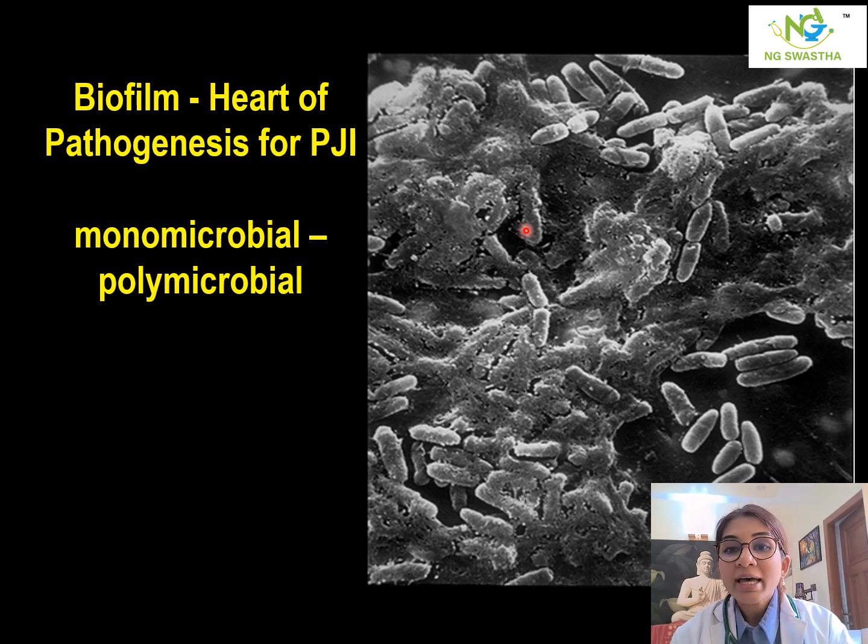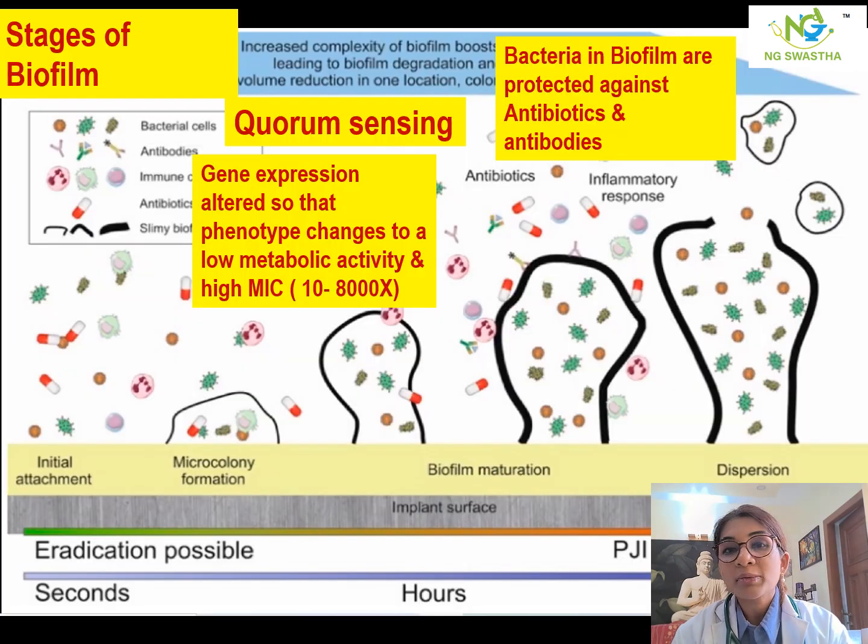joint infection. And because of the biofilm, the infections are difficult to eradicate, and the infection can be monomicrobial or even polymicrobial. There are stages of the biofilm, and during an initial attachment, which happens within the first few seconds itself, subsequently there can be microcolony formation and biofilm maturation because of the quorum sensing. In the biofilm, the gene expression is altered so that the phenotype changes to a low metabolic activity bacteria with a very high MIC, which can be as high as 10 to 8,000 times.